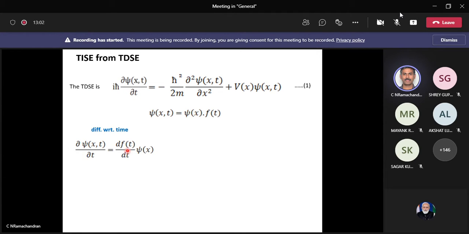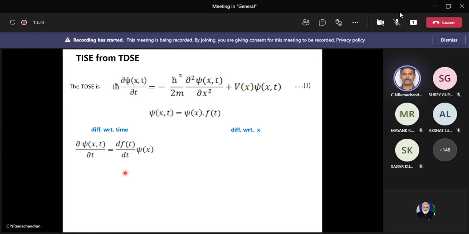So when d by dt acts on this function, psi of x is a constant, so d by dt is acting only on the time part, the function that depends only on time. So d by dt of f of t into psi of x, or psi of x into d by dt of f of t. So the left hand side is over.